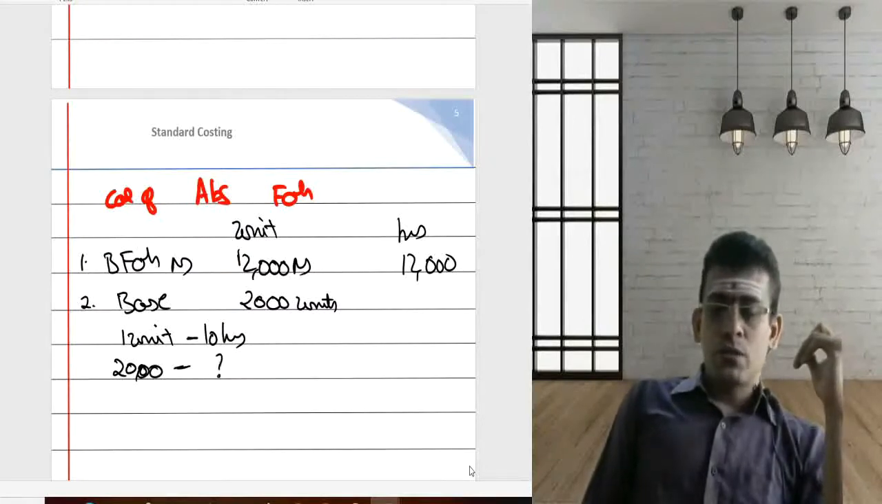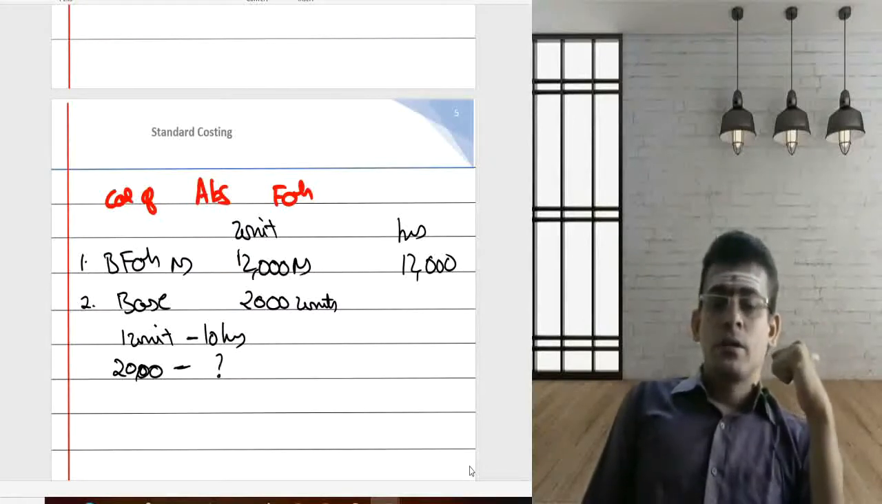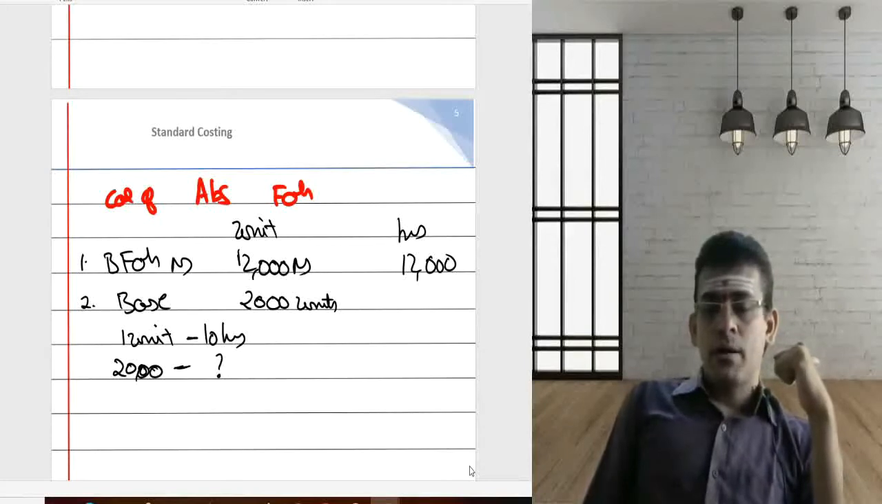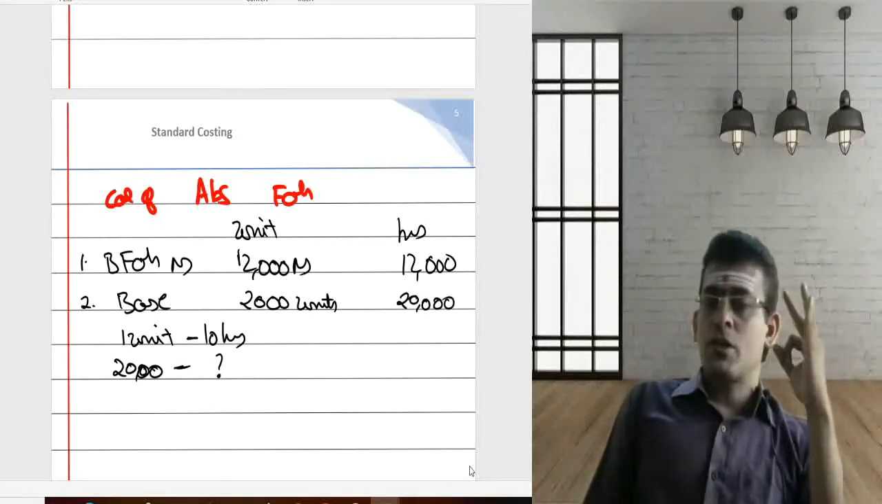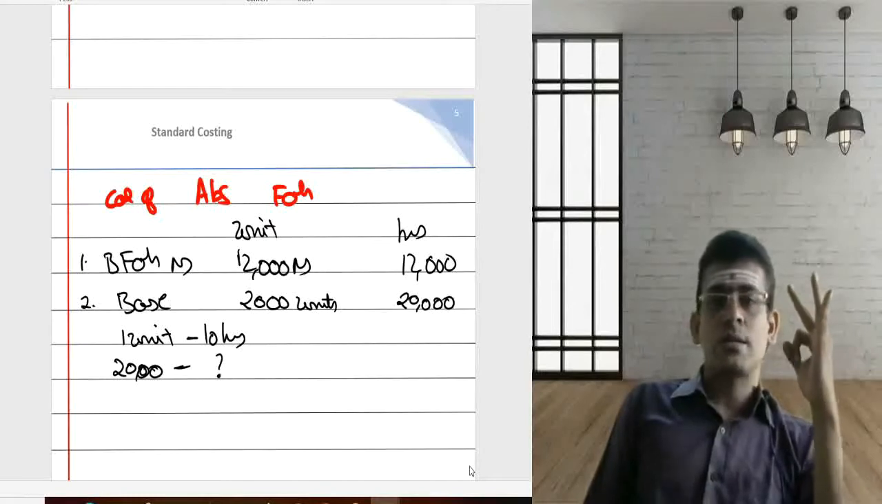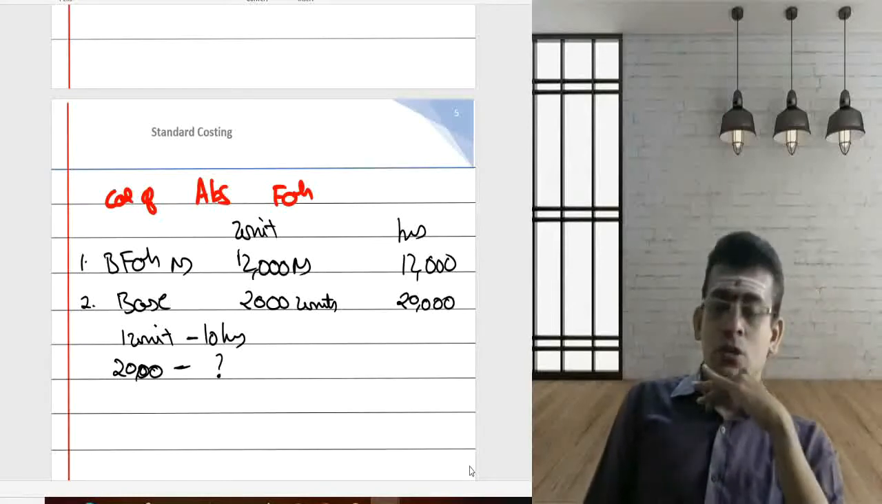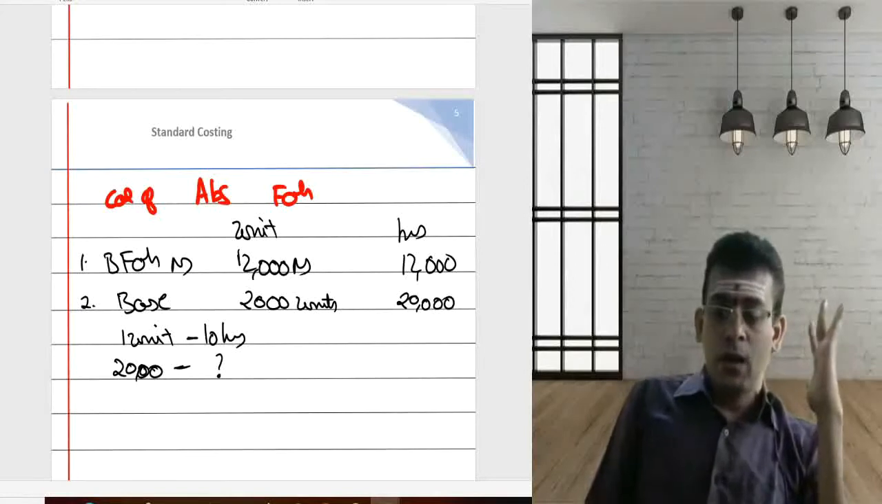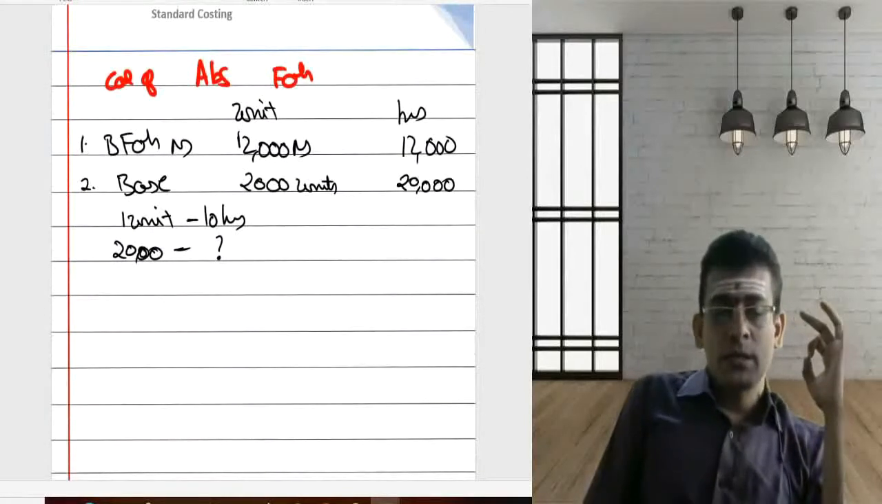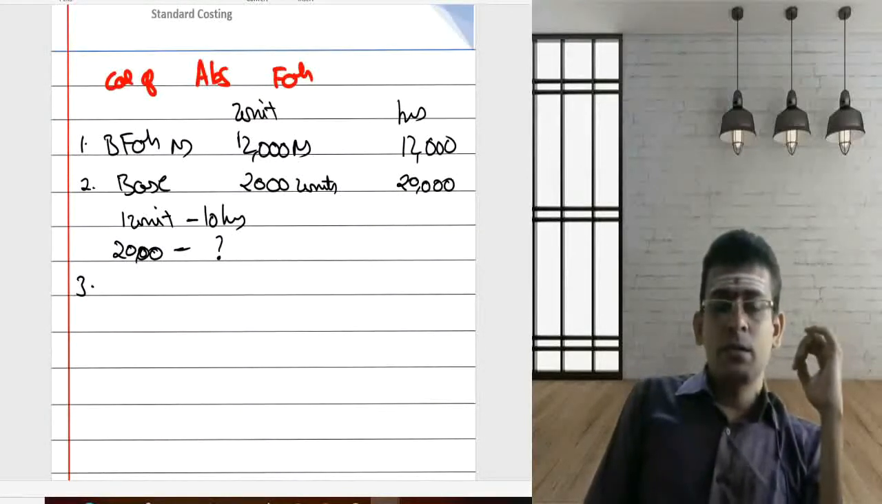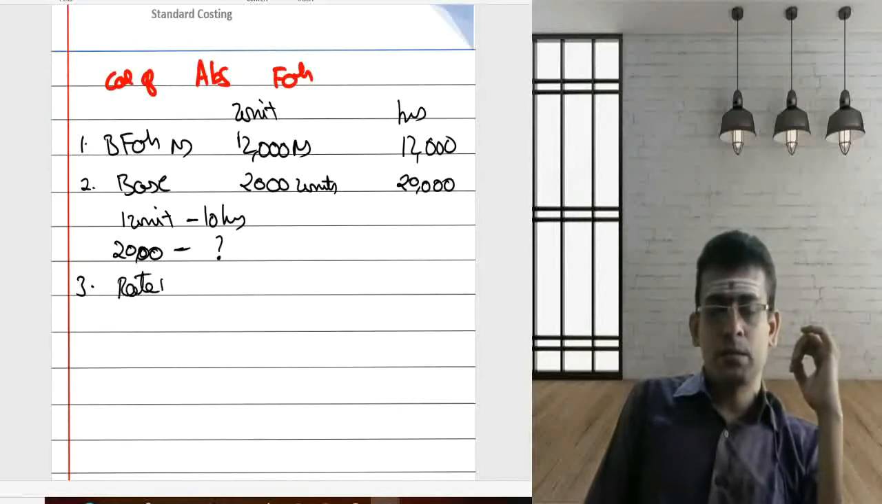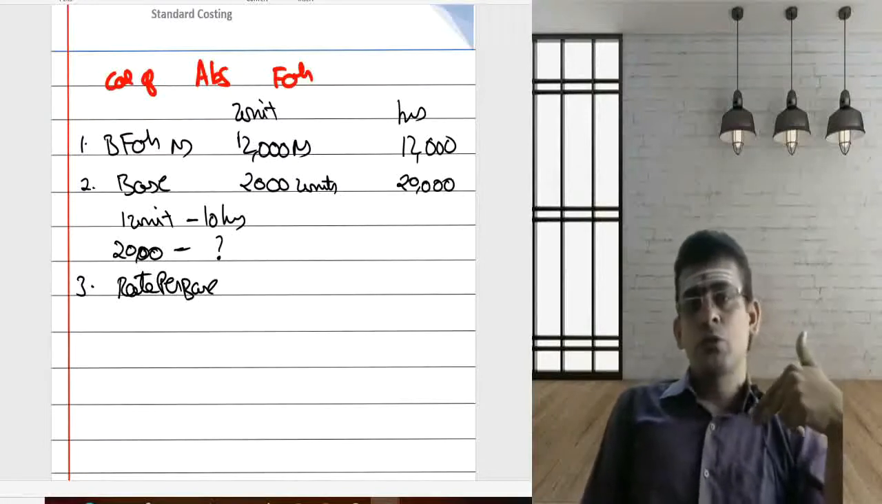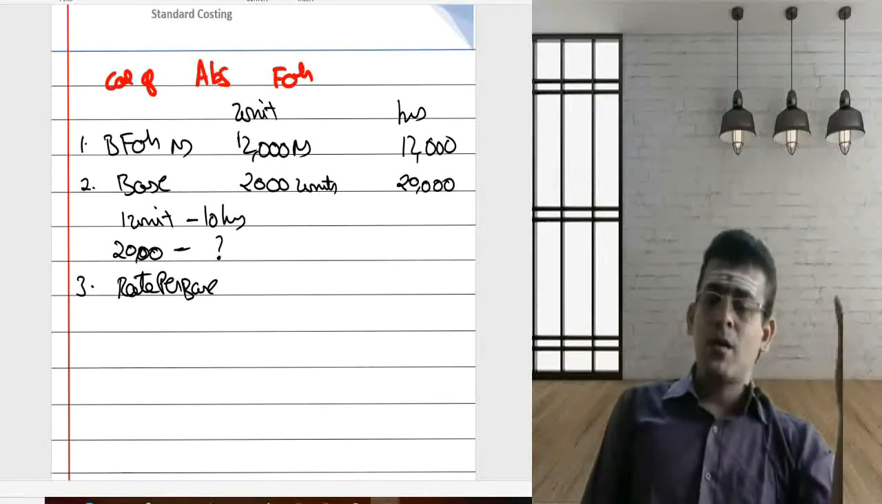To produce this 2,000, how many hours is required? 2,000 into 10. My budgeted hours is going to be 20,000. So that part is done. Now, third. What is third? Third is nothing but your rate per base. Either your base is units or your base is hours, rate per hour or rate per unit.